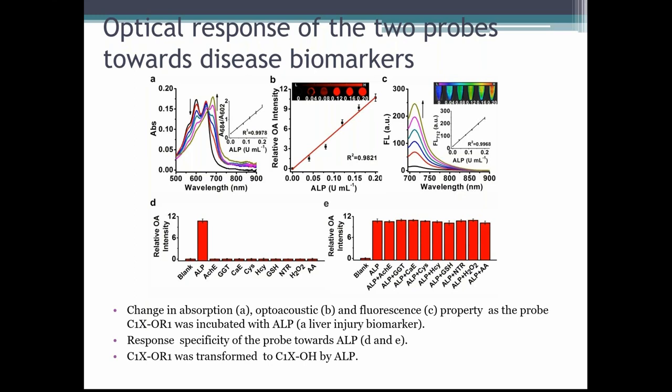684 nanometers. Correspondingly, the optoacoustic signal at around 684 nanometers gradually enhances. So does the fluorescence emission at 712 nanometers. These spectral changes are caused by the ALP-mediated structural transformation. And probe 1 shows high selectivity towards ALP.